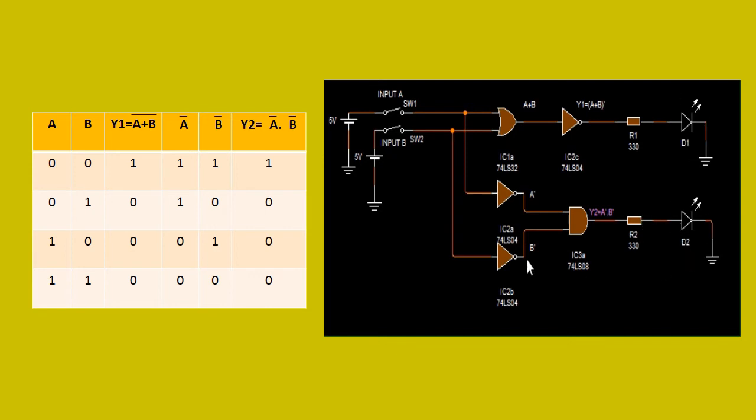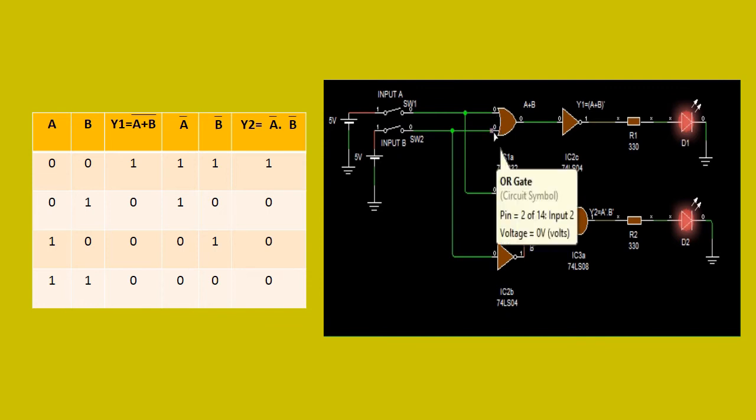So this is the overall design of De Morgan's theorem first law. Now we see the first condition. When switch 1 is open, switch 2 is also open. That means input A is 0, input B is 0. A and B are both in logic low state. So here we get 0, here we get 0.